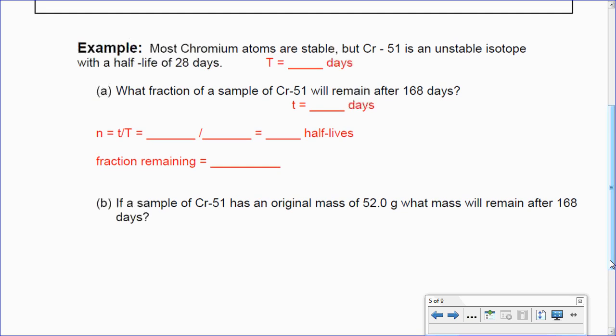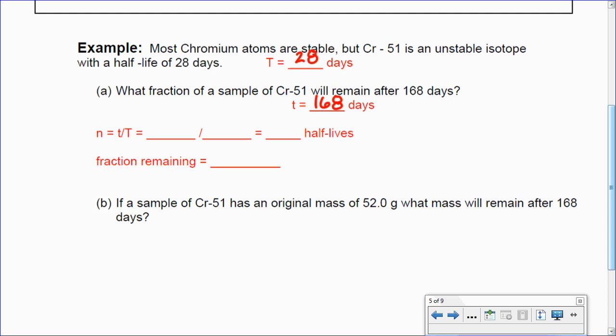Here we go with our chromium atoms. Example: most chromium atoms are stable, but chromium-51 is an unstable isotope with a half-life of 28 days. So T is 28 days. That's how long it takes for it to decay. What fraction of a sample of chromium-51 will remain after 168 days? So the total amount of time elapsed is 168 days.